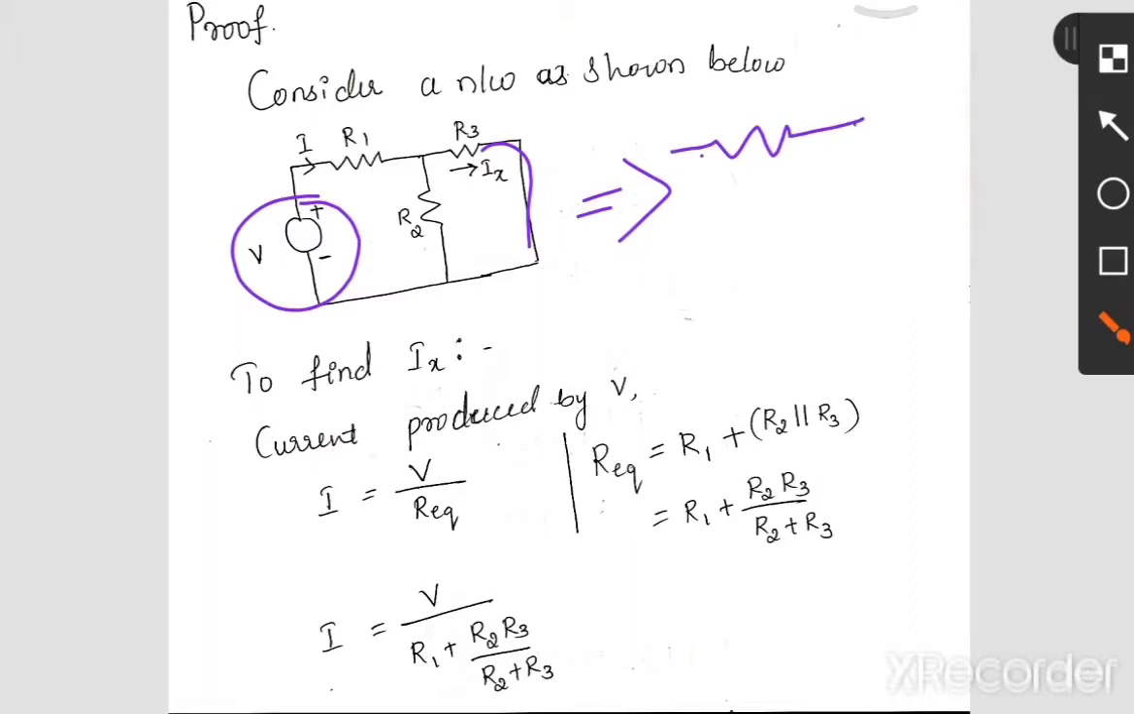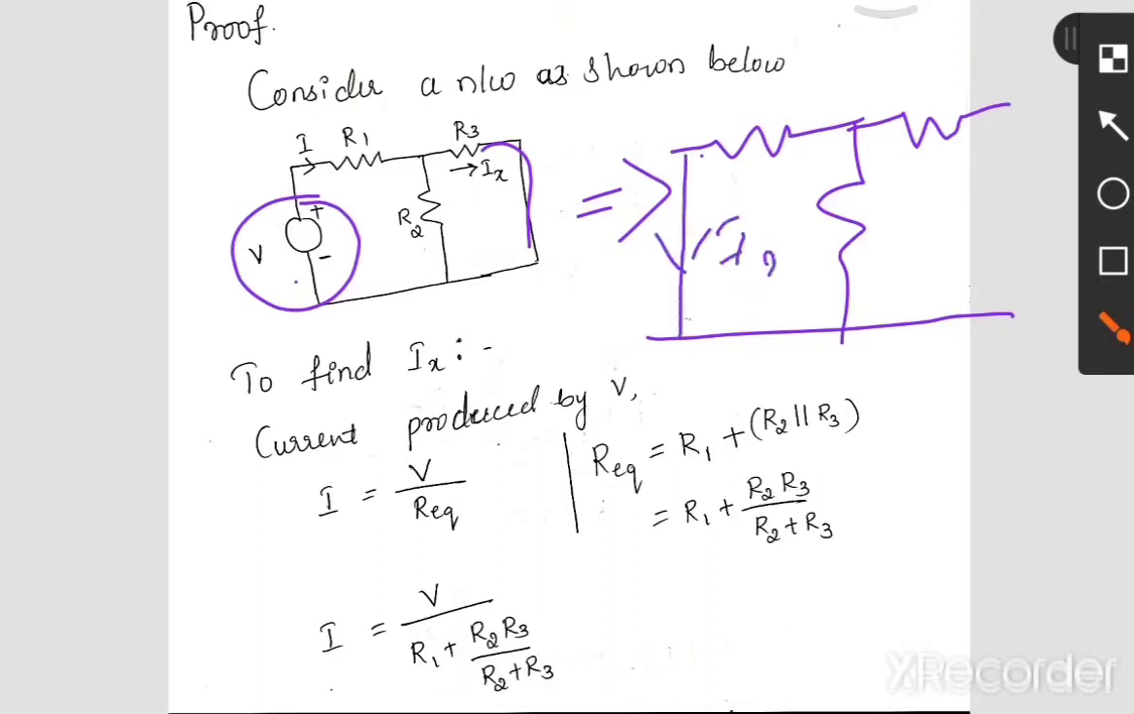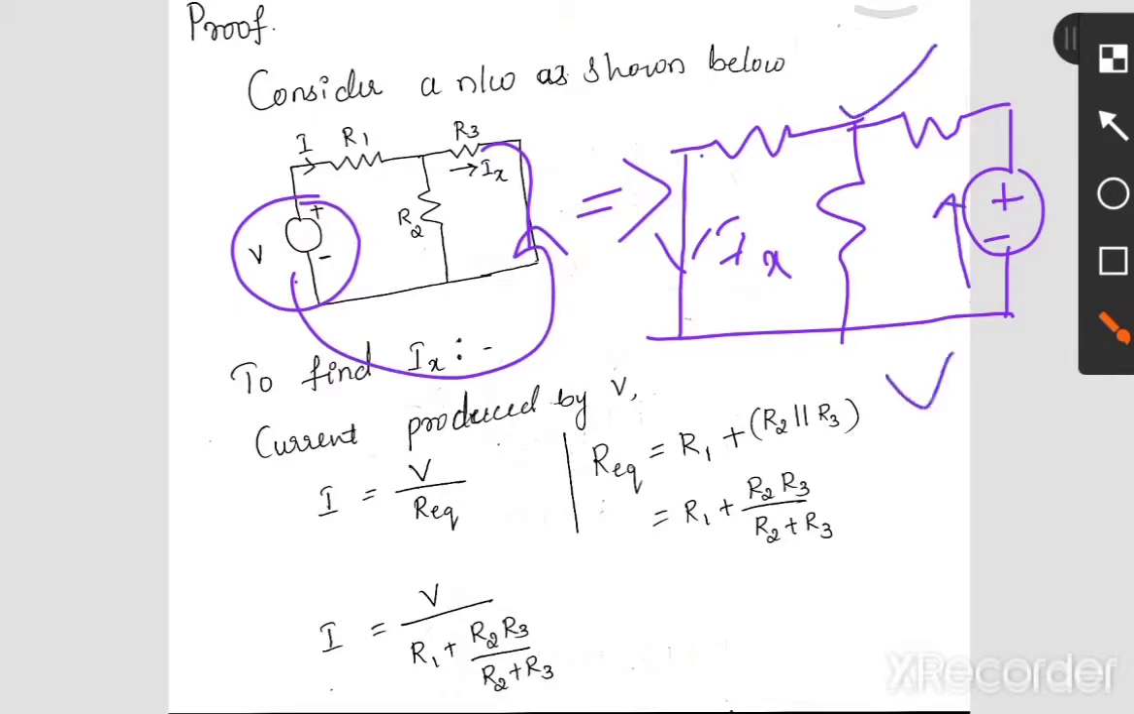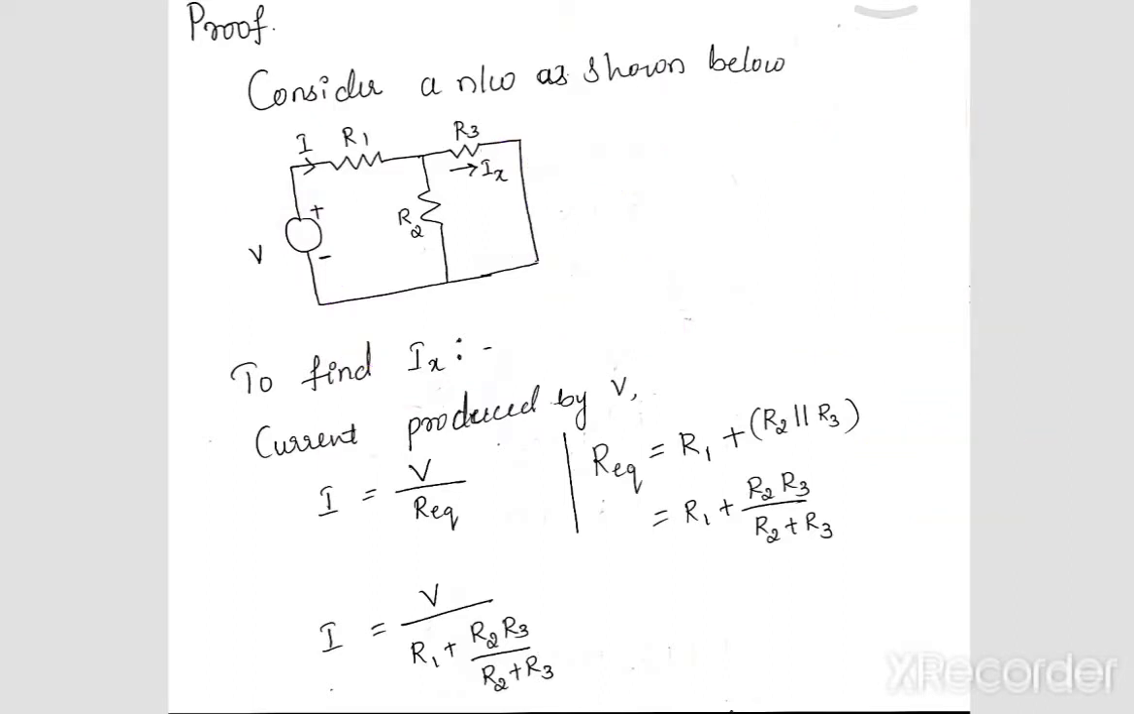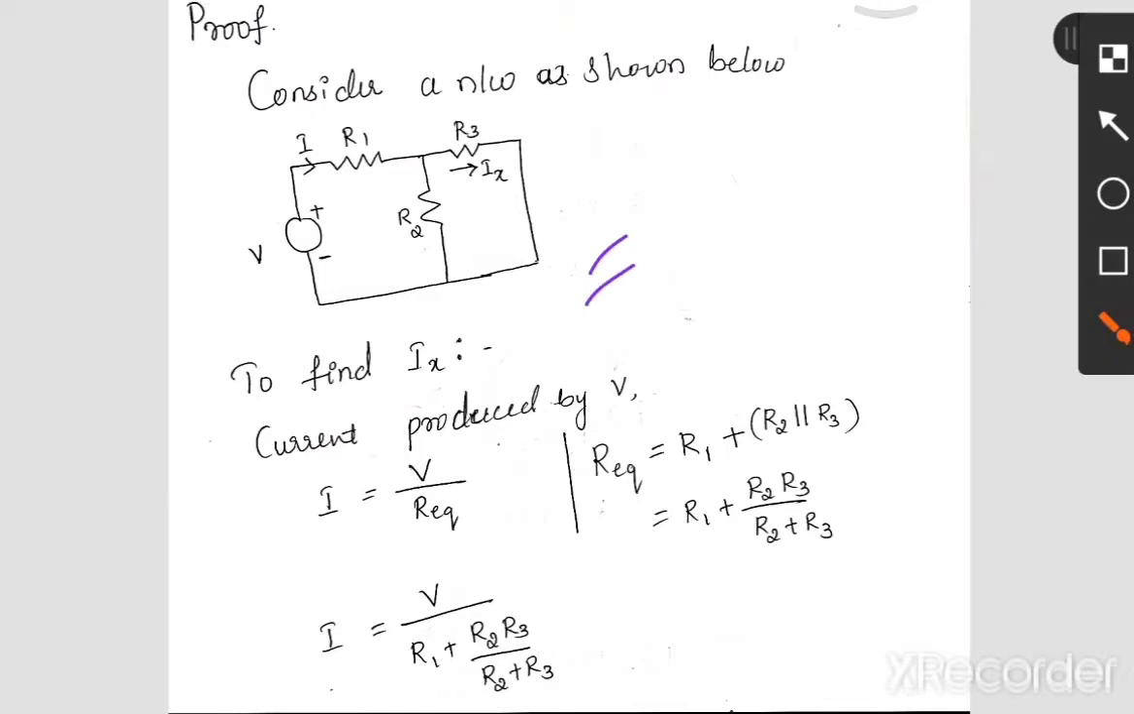Then in the interchanged circuit, the response Ix is at the source position, and this voltage source is going to shift to the response side. So this will be your voltage source, and at that time also the V by Ix ratio should be the same. Let's prove this. Consider this network. Our intention is to get Ix. Once we have got that, we can take the ratio V by Ix.